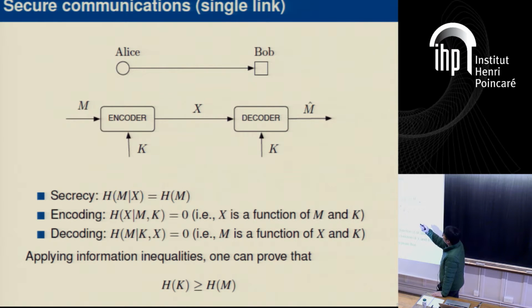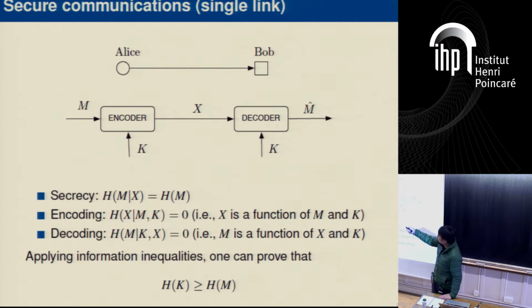So we need that knowing X gives you nothing about M. That means X and M are independent. So you can write that I(X;M) is 0, or you can write it in this form: H(M given X) equals H(M). The difference is actually 0.